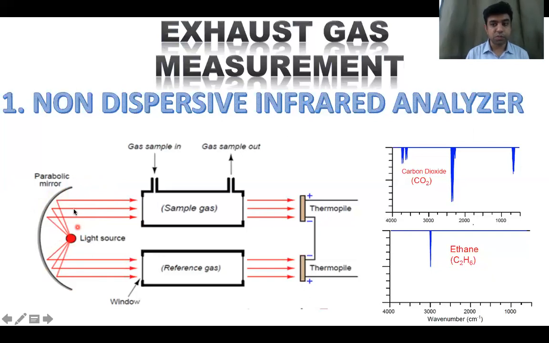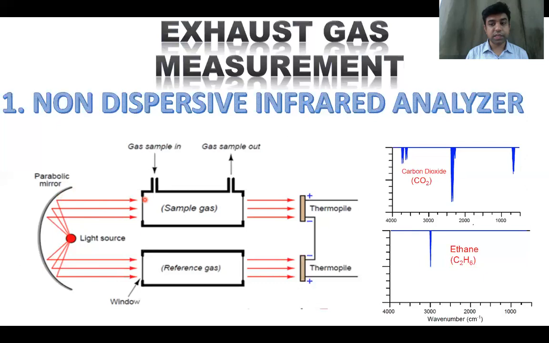We use this parabolic concept in a number of ways. Just for an example, in the headlamp of a car or any two-wheeler, we use this kind of parabolic reflector, and we keep the light source at the focus point itself, so that the rays become parallel. So that concept only we are using over here.